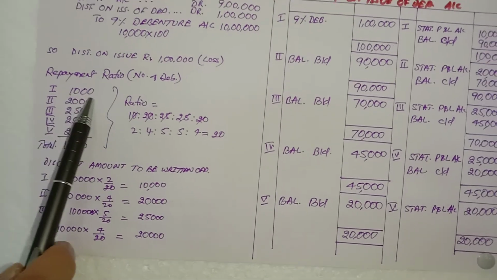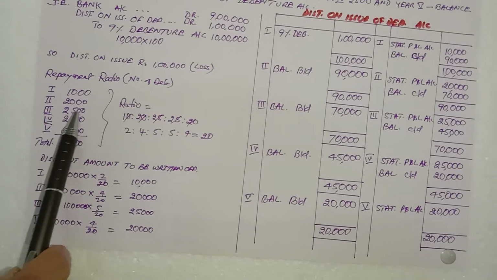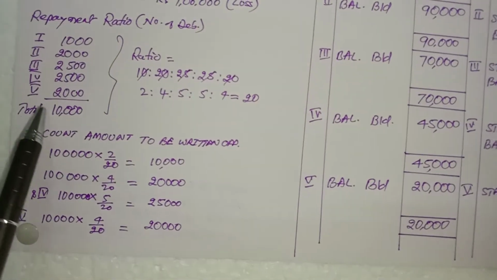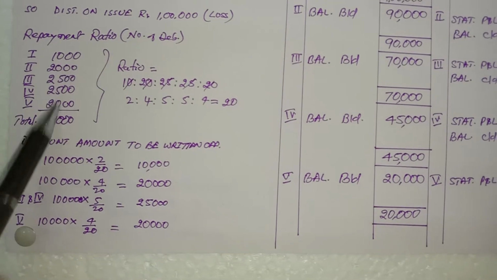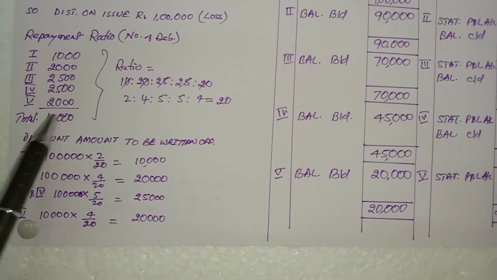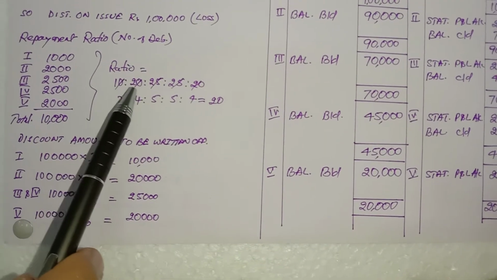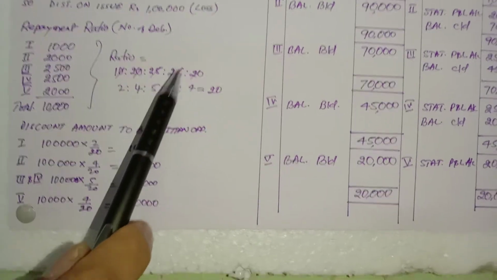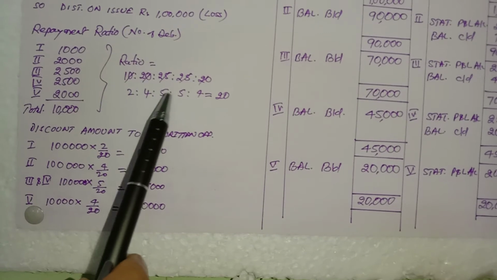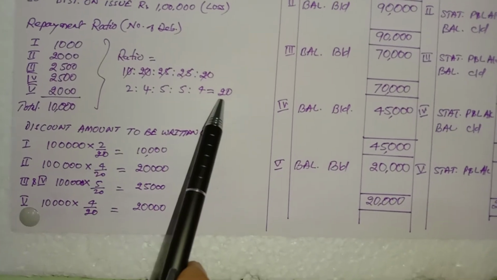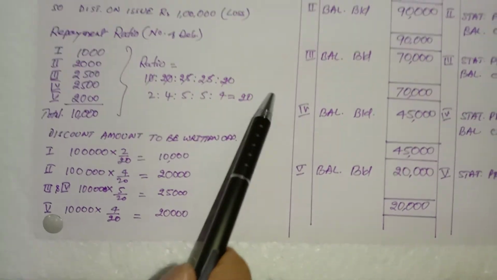Now first year 1,000 debenture, second year 2,000 debenture, third year 2,500 and balance which is given in the question, which comes to 2,000. Total number of debenture will be 10,000. So I have taken the ratio. How? 1,000, 2,000, 2,500, 2,500 and 2,000. When you simplify, you get 2:4:5:5:4. The total comes to 20. Why I am showing this? It will be utilized for writing off debenture unequally.